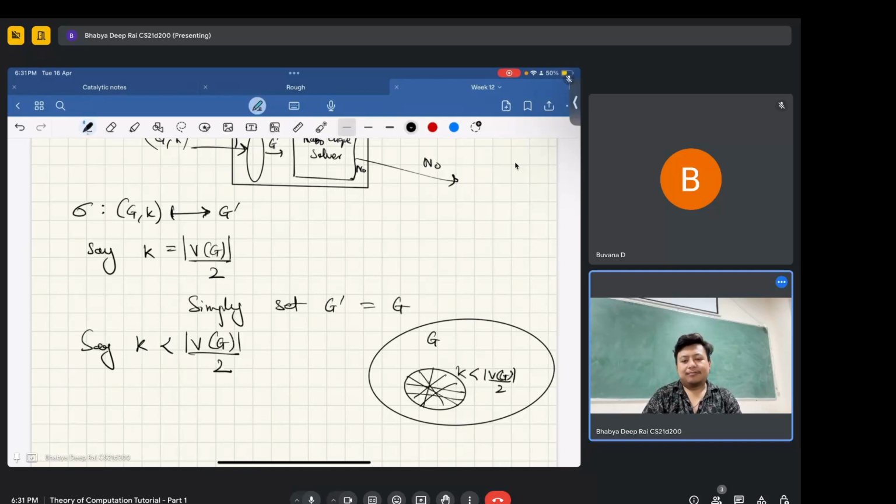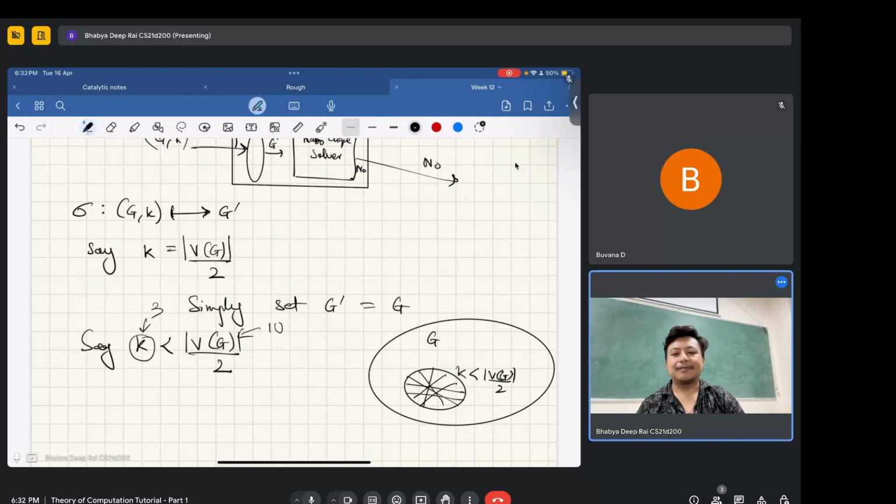Now what do I want to do? I want the answer to be yes. The question is giving a k which is something like, say, the graph size is 10 and k is 3, because 10 divided by 2 is 5 and k is 3 here. Example: is there a clique of size 3, when the size of the graph is 10? We want to transform it into another graph, so that if there is a clique of size k, then there will always be a clique of size half of the size of the graph. How do we achieve that?